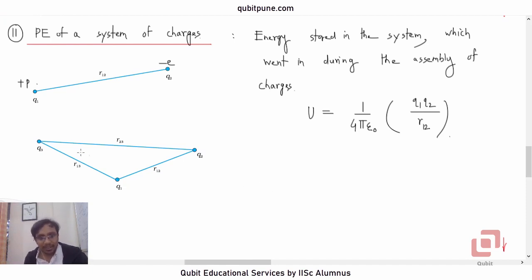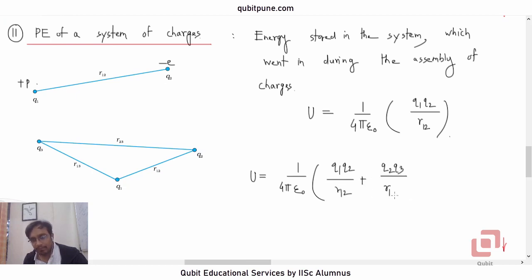Okay, Ritika, can you tell us what will be the potential energy for a system of 3 charges here? Well, you have to consider pairwise because these are scalar quantities, right? Correct. R23 plus Q3 Q1 R13 or R31, you can write it any way.